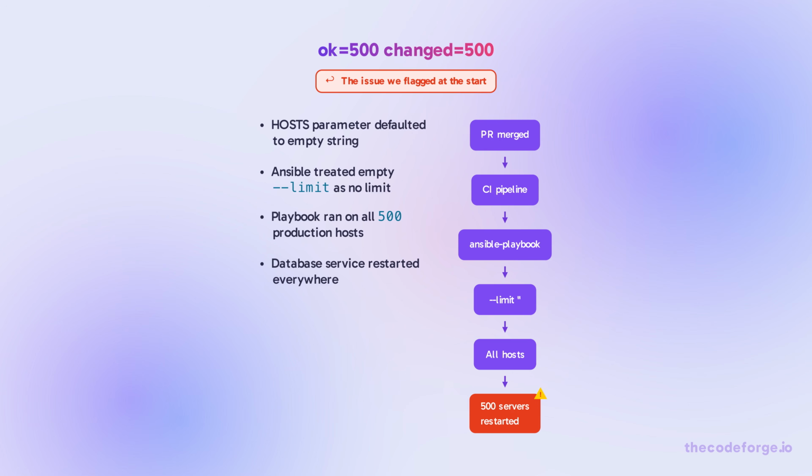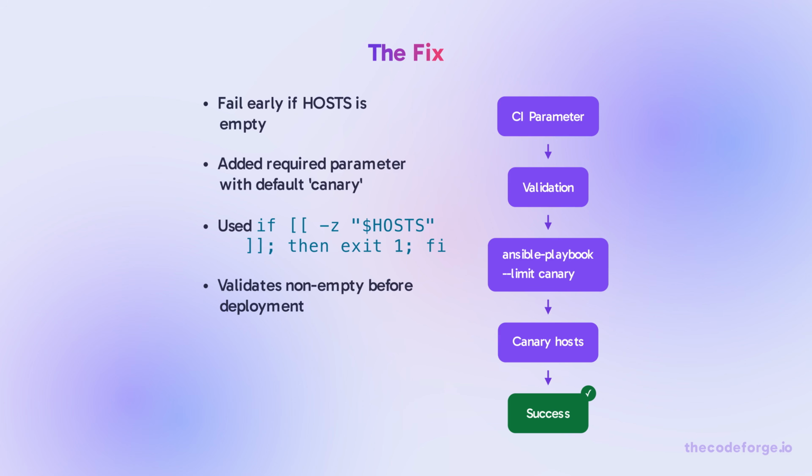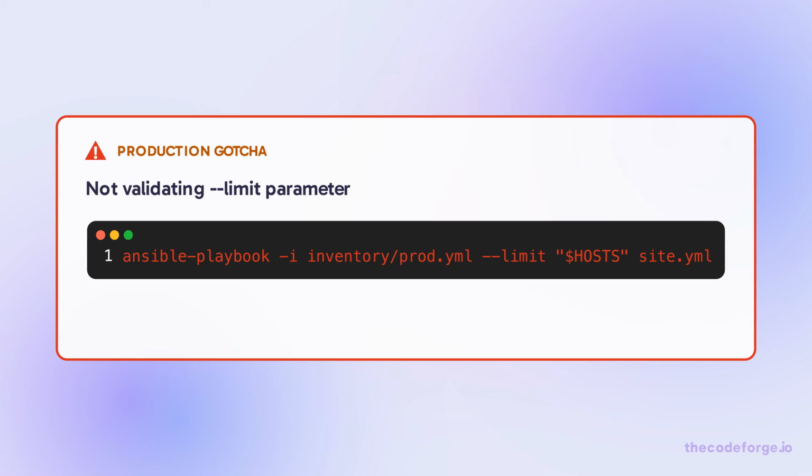The pipeline script used limit HOSTS, where HOSTS was an empty string because the input parameter wasn't required and defaulted to empty. Ansible treats empty limit as no limit, so it ran on all hosts in inventory. The fix was to add validation that fails the pipeline if HOSTS is empty. We also set a default value of canary so that even if the parameter is not provided, it defaults to a safe group. Always validate that the limit is non-empty.